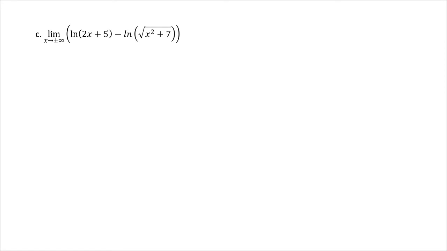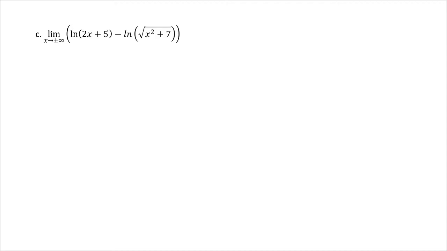Here we have part C. We have a limit in both directions, at positive and negative infinity, of ln of 2x plus 5 minus ln of the square root of x squared plus 7. I wanted to give you something a little bit more exotic involving logarithms because you're going to find that on the homework assignment and on the AP exam, they can throw anything at you. So let's do something like this.